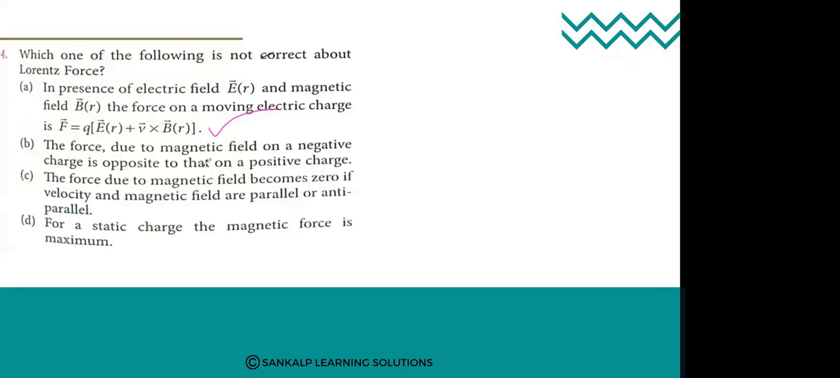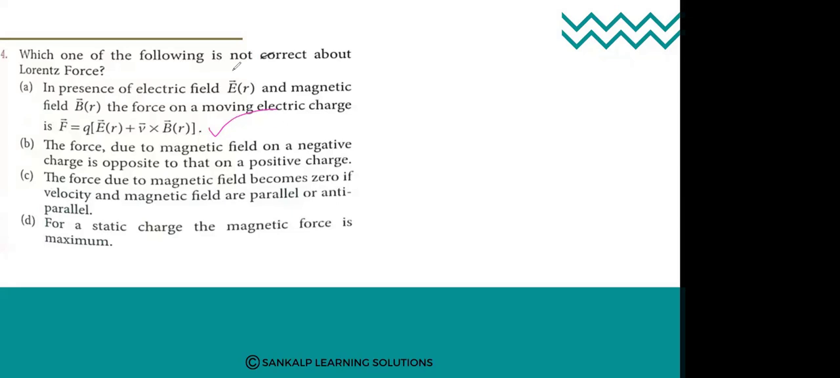The bracket here, the arrow indicates a vector. Next, option B: the force due to magnetic field on a negative charge is opposite to that on the positive charge. So the force due to the magnetic field is opposite to that of the positive charge. Option C, what are they saying? The force due to magnetic field becomes zero if velocity and magnetic field are parallel or anti-parallel. Option D, for a static charge, the magnetic force is maximum.